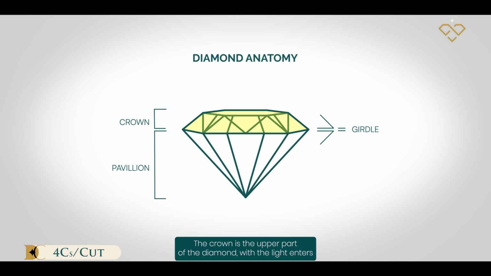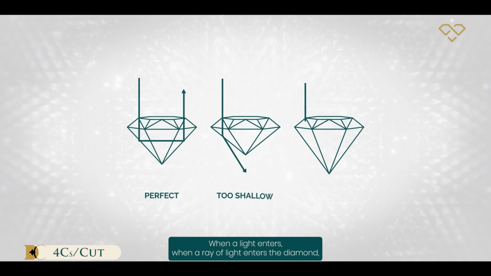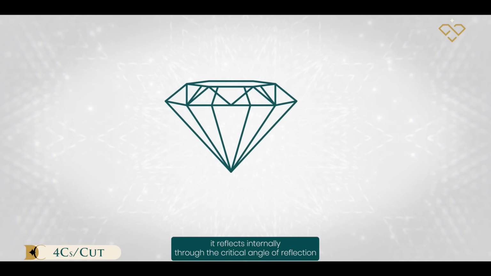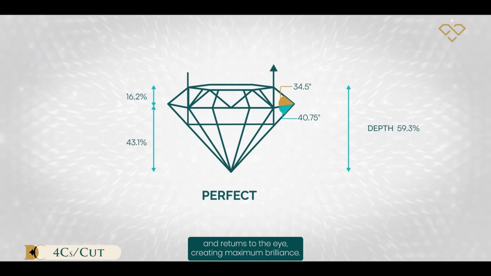So the diamond is divided into 3 main sections: the crown, the pavilion, and the girdle. The crown is the upper part of the diamond where the light enters. The pavilion is the lower part of the diamond through which the light reflects internally. And the girdle is a thin edge separating the crown from the pavilion and is also the diameter of the diamond. When a ray of light enters the diamond, it reflects internally through the critical angle of reflection and returns to the eye, creating maximum brilliance.